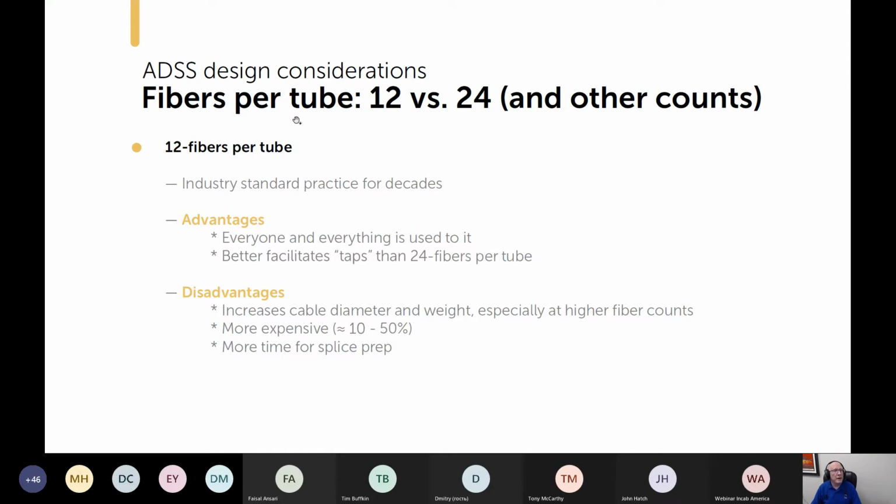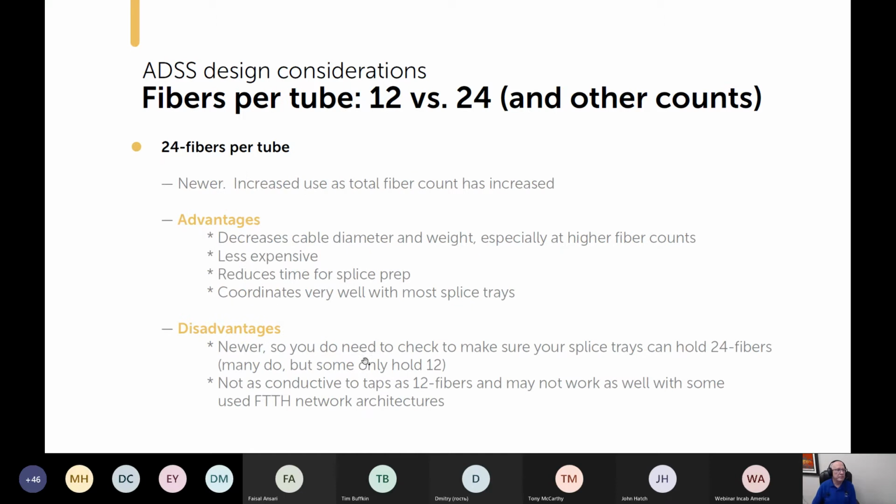Fiber counts per tube. You've got several choices there. The most common are 12 and 24, but we're going to talk about the others. 12 fibers per tube is the industry standard practice for decades. Everybody knows it and is used to it. It works well with taps. With ADSS, you're often having to tap to go serve some other area. And it lends itself better than 24 fibers per tube. But disadvantages, you're increasing cable diameter and weight, especially as the fiber count goes higher. Therefore, you're increasing cost and you're adding more time for splice prep because more tubes have to be prepped.